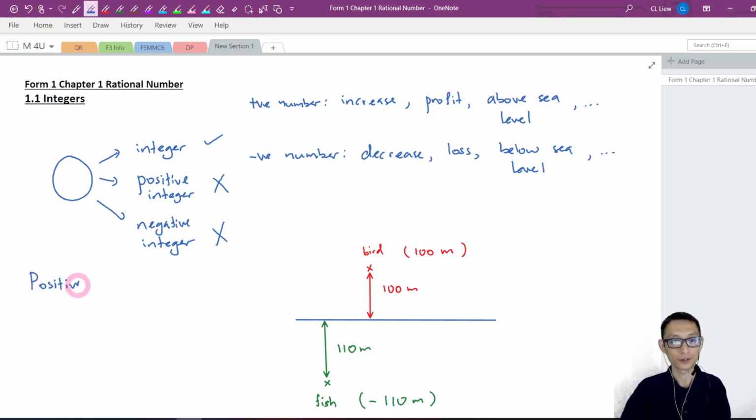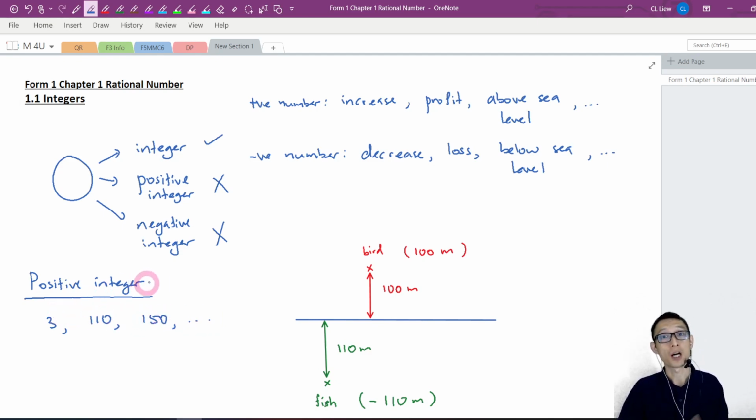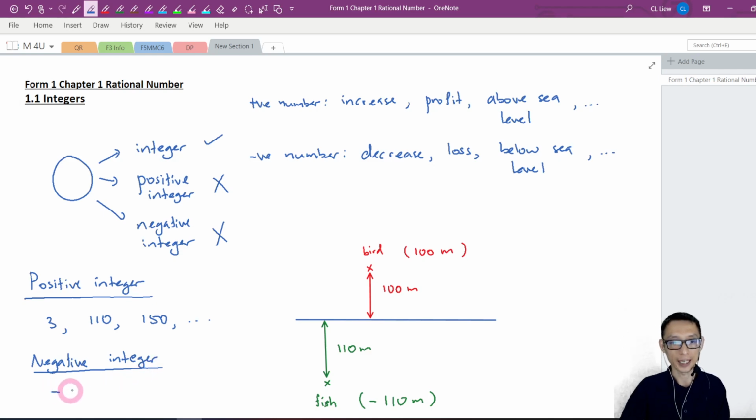Now let me give you some examples of positive integers. It can be 3, 110, 150, and so on. You will notice that I do not write a positive sign in front of them. As I told you just now, for a positive number, we don't have to write a positive sign in front of it. If you see a number without a sign, people will know that it's a positive number. Let me give you some examples of negative integers: negative 5, for example, negative 6, negative 110, and so on.